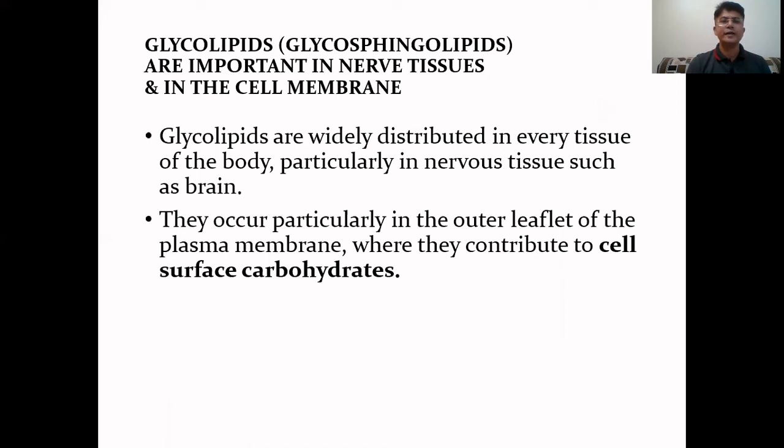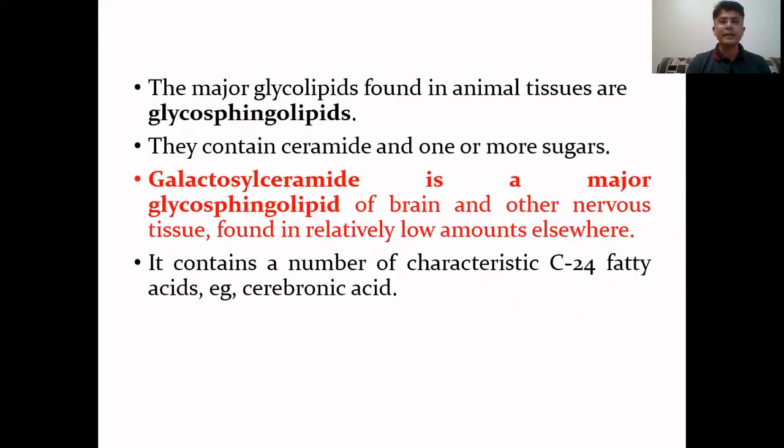Glycolipids are the conjugated lipids in which the lipids are conjugated with carbohydrates, and the carbohydrate portion contributes to the cell surface carbohydrates. The major glycolipids found in animal tissues are glycosphingolipids.